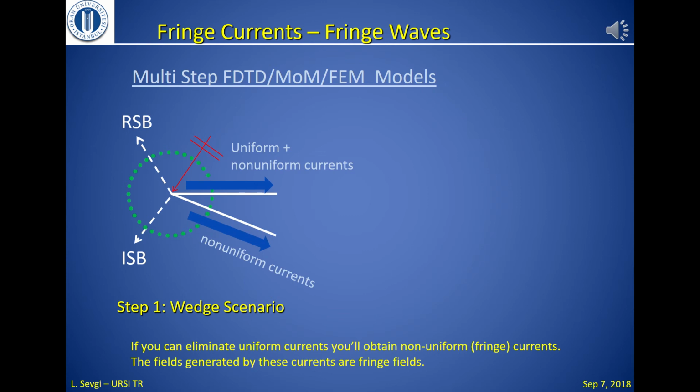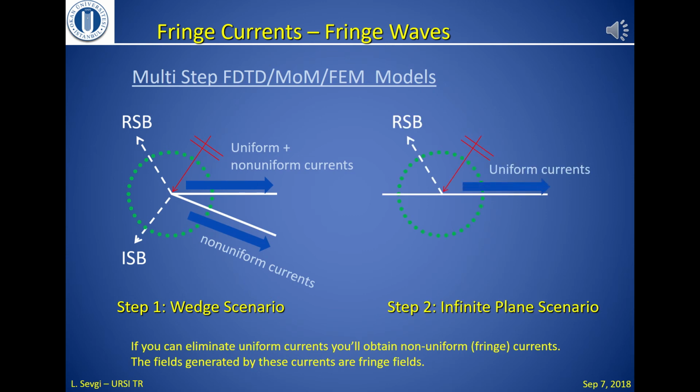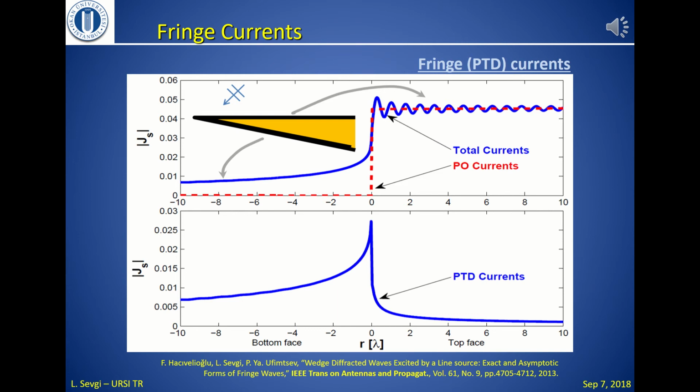We obtain fringe currents and fringe waves with the help of this two-step scenario. First, we use the wedge scenario, then we use the infinite plane scenario. Subtracting the results of the second from the first yields only non-uniform currents. Here you see total currents, uniform currents and non-uniform currents on both sides of the wedge.